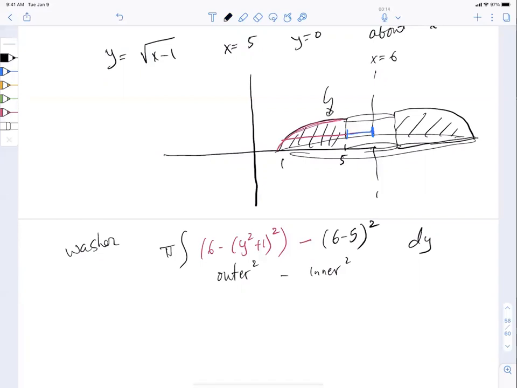Again, remember, this graph in terms of y is x equals y squared plus 1. And y goes from, once again, 0 to 2. That's it. Just power rule all the way through.